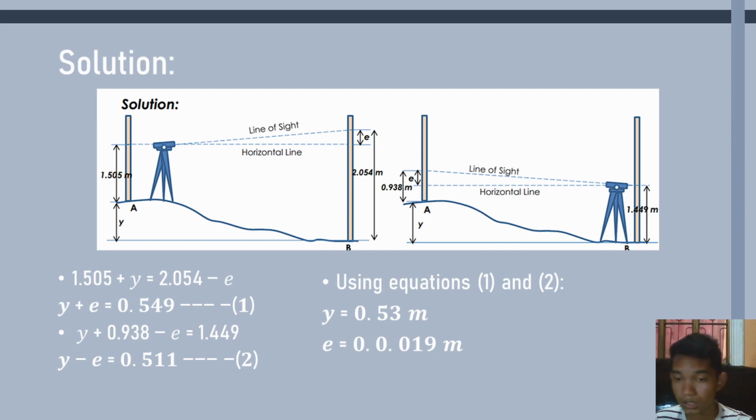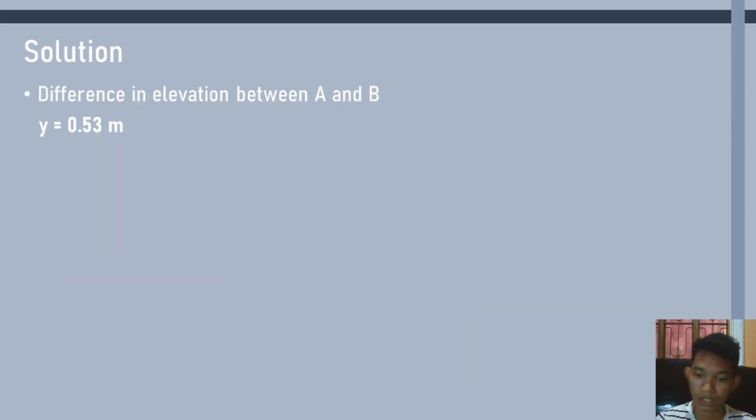So using equations 1 and 2, we get the height y is equal to 0.53 and e is equal to 0.019 meters. So the difference in elevation between A and B is equal to 0.53 meters.